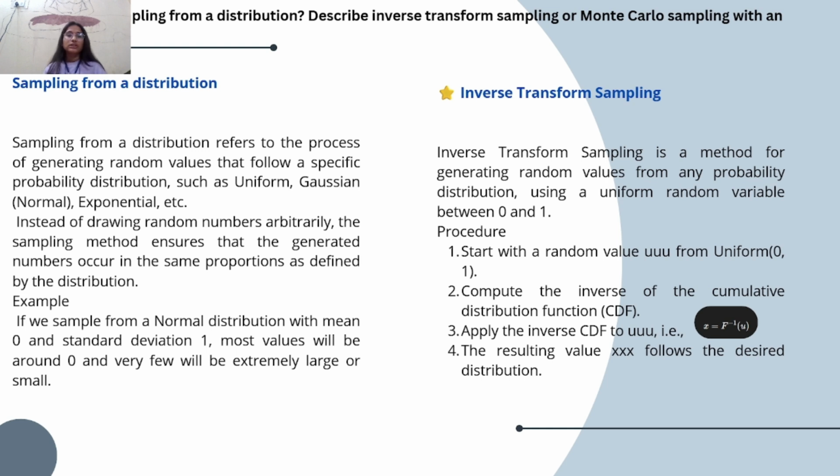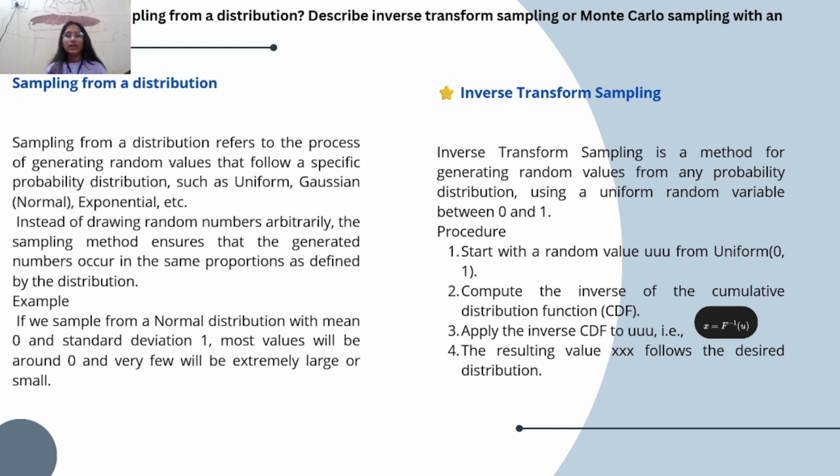Before discussion, tell me what is sampling from a distribution. Sampling means generating random values that follow a given probability distribution such as uniform, normal and exponential. For example, if I sample from a normal distribution, most values will be near the mean and few values are far away, exactly like a bell curve. So sampling from a distribution is a great example of a bell curve.